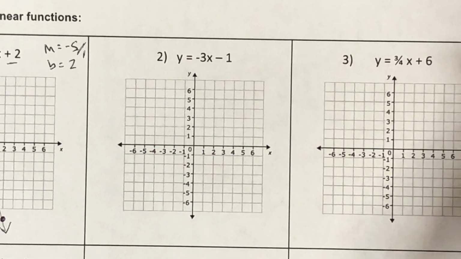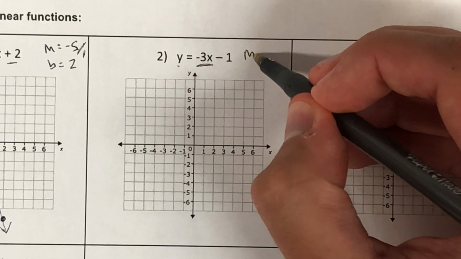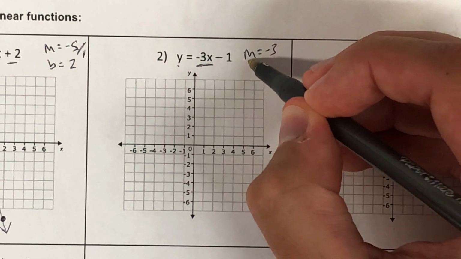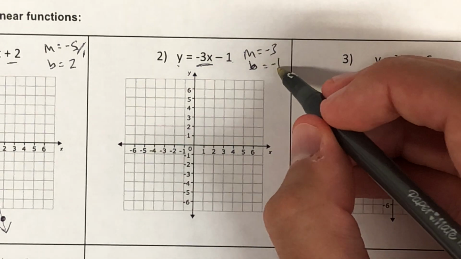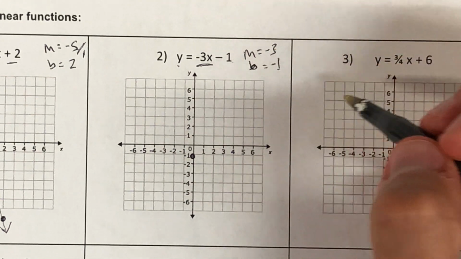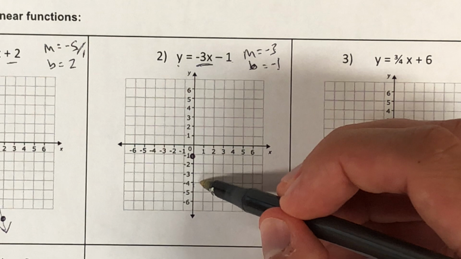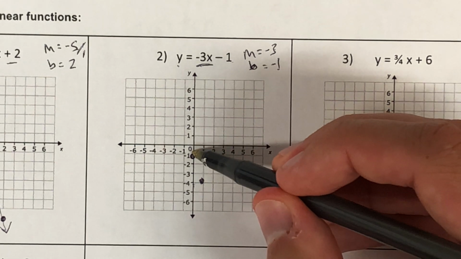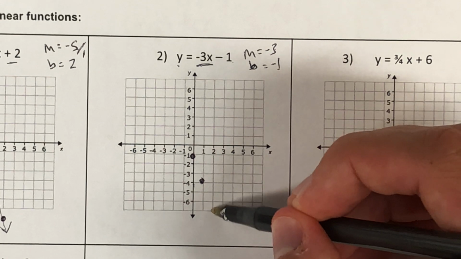Number 2. Again, y is by itself. M is always with x, so m here is -3. B is always the number, -1. So we start with the y-intercept at -1, so we plot -1 on the y-axis. Our slope is -3, so that means we are going down 3 over 1 because it's negative. Negative is down, positive is up. So down 3 over 1, down 3 over 1.